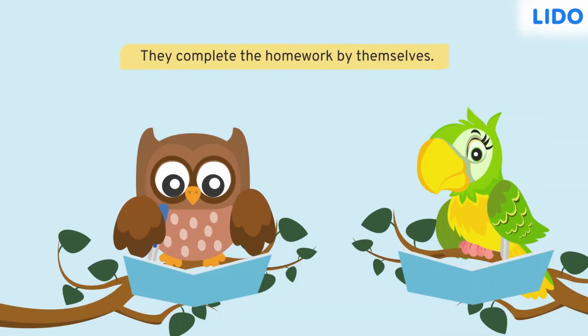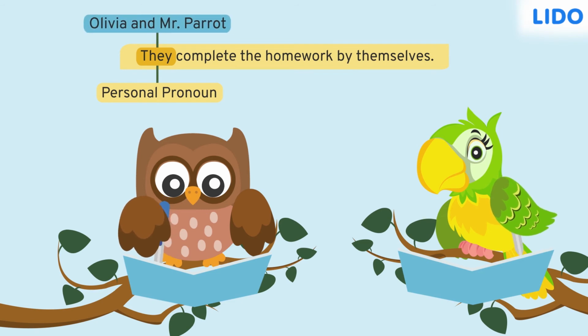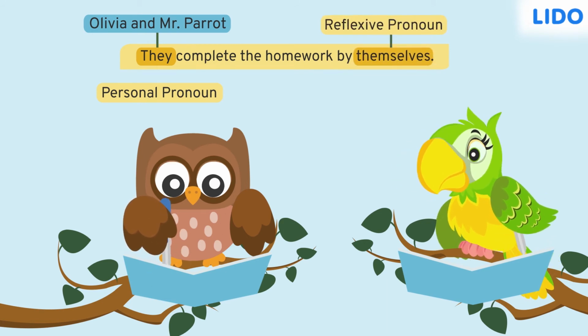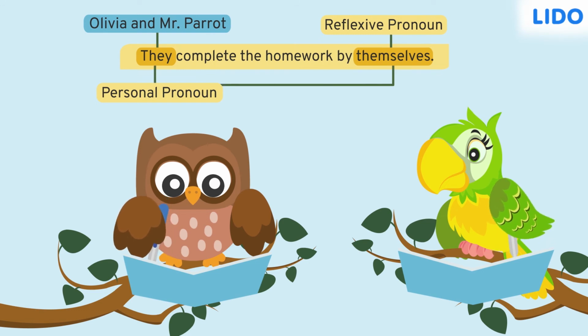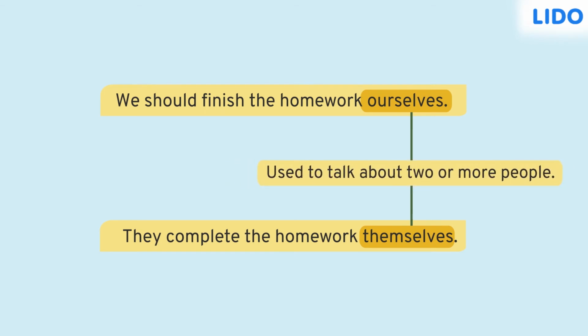So Olivia and Mr. Parrot get started on their homework and complete the homework by themselves. See how they is the personal pronoun in this instance? They replace two people, Olivia and Mr. Parrot. The two of them are doing homework on their own, and so the reflexive pronoun themselves reflects the subject they. Themselves and ourselves are used to talk about two or more people.